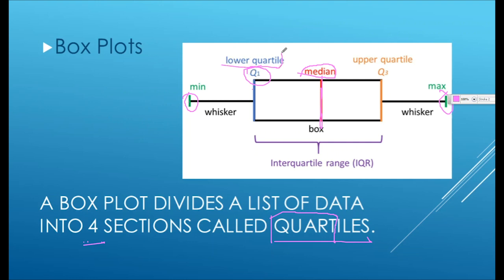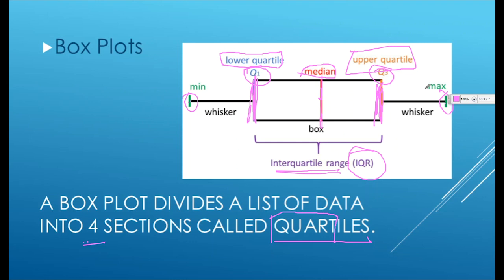Q1, also known as the lower quartile, is basically the halfway point between the minimum and the median. And on the other side, you have Q3, the upper quartile, which is the halfway point between the median and the maximum. If they ask you for the IQR, remember that is the interquartile range. That is from Q1 over to Q3. They're not interested in the minimum or the maximum.